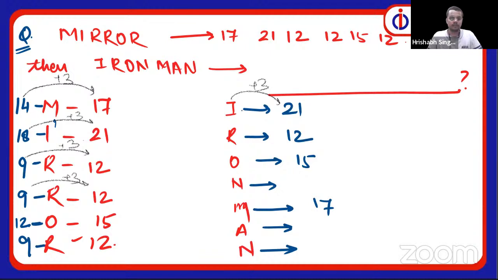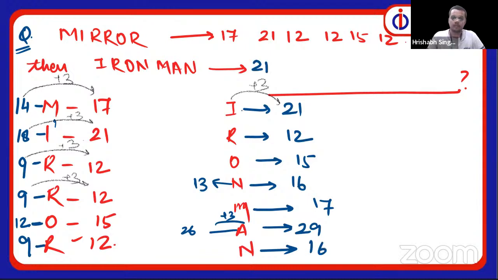सो A का रिवर्स 26, 26 plus 3 29, A का रिवर्स 26 plus 3 29, N is 13, ठीक है। N का रिवर्स क्या होता है, N का रिवर्स इज 13, 13 plus 3 16, 13 plus 3 16, here also 16, so the answer becomes 21, 12, 15, 16, 17, 29, 16.